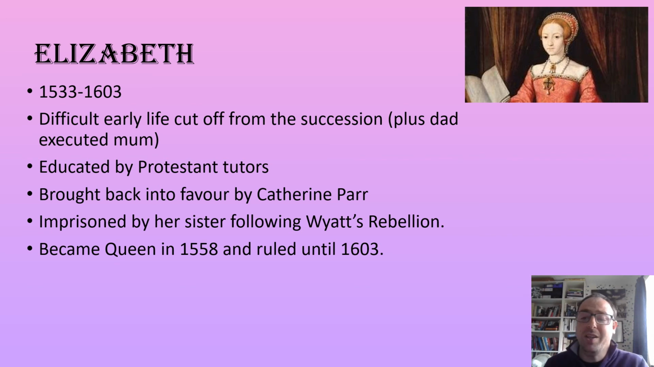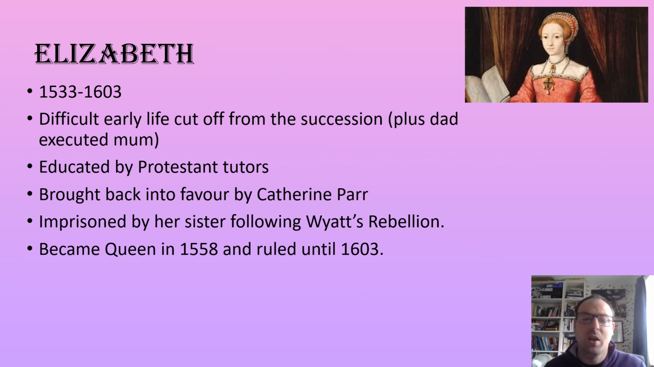The next of the children is Elizabeth, who was born in 1533 and lives all the way through to 1603. She had a very difficult early life, cut off from the line of succession. I mean, life's not going to be great when you're a toddler and dad executes mum, and therefore, with all the horrendous accusations against her mother, that kind of besmirches the reputation of Elizabeth as well.